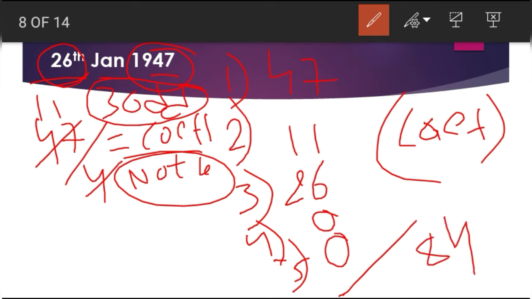Okay, so 5 steps. First we write the last two digits of the year, 47. Then 47 divided by 4, the coefficient. Then the date, then the value of the month, and the value of the year. Now add all these 5 values. The answer is 84.